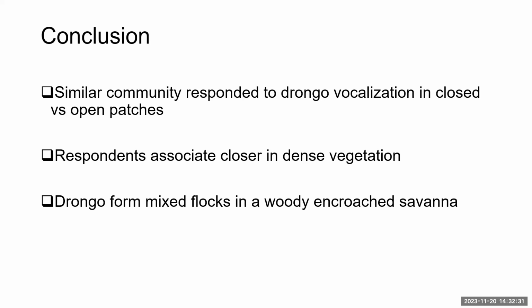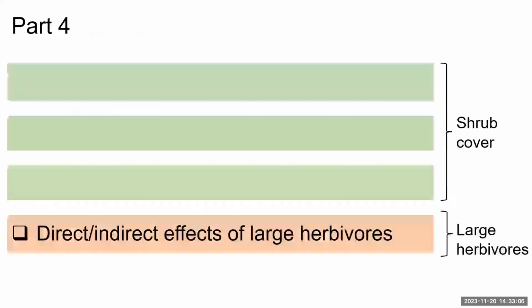But with increase in vegetation, we did see that species wanted to associate closely with the drongo. That may have indicated that the environment is becoming more risky in terms of predation, and the drongo was providing that safety. And most importantly, we showed that the drongo does seem to form mixed species flocks in the system, which was really great to see. Okay, the last part, we're interested in direct and indirect effects of large herbivores.